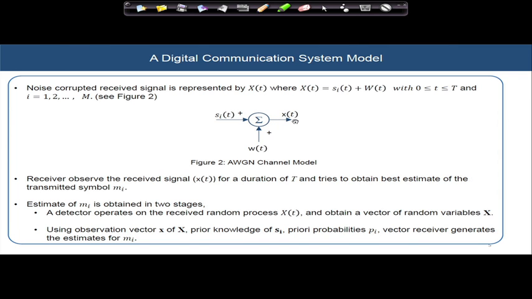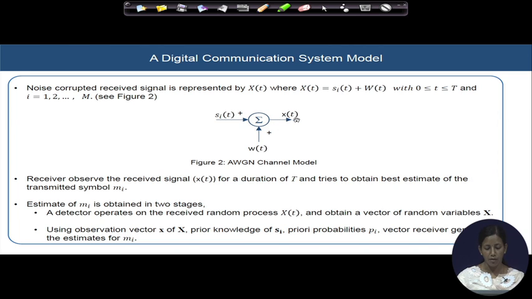The receiver will now have the information about x(t). Once it observes the value of x(t) over the duration of capital T, the task of the receiver is to estimate the value of this Mi. So, it has a received signal contaminated by noise, and based on that observation, its task is to estimate what the transmitted message Mi was. The receiver does this job in two halves.